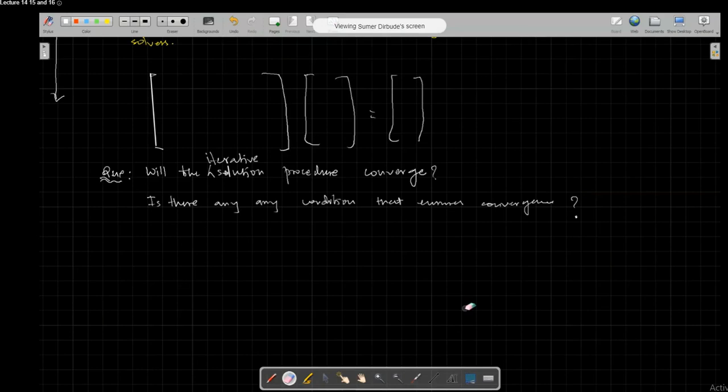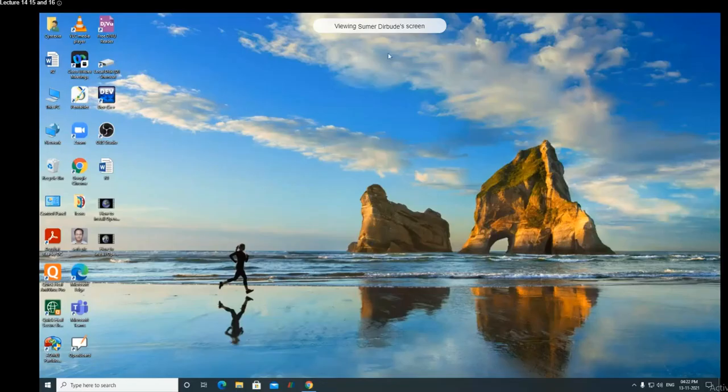Okay. So that is called a criteria, which is named as Scarborough Criteria. Now, what is this criteria?